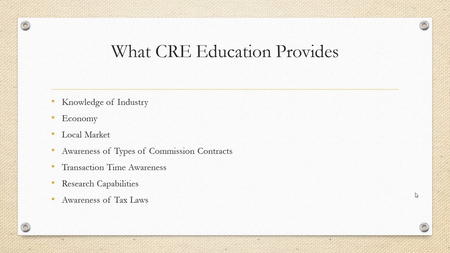So it's the knowledge of that, the knowledge of the economy, what the local market's doing, and the awareness of types of commission contracts, because you can do all sorts of commission contracts, and your broker might have a guideline or a standard. So you need to be aware of the types of commission contracts you'd have. And then transaction time awareness, that's really important.